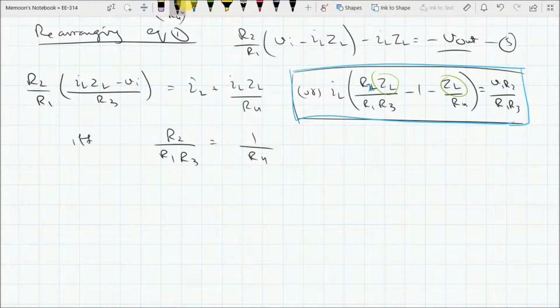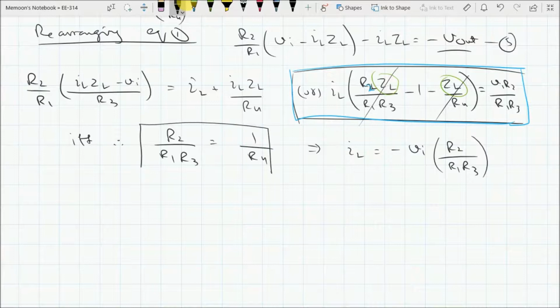So if this condition is true, the factors of ZL will be cancelled out and the current will become simply IL equal to negative Vi into R2 over R1R3, independent of the load resistor. So this means that to make a good voltage to current converter, we have to satisfy this expression always, to keep the ratio of R2 over R1R3 equal to 1 over R4.